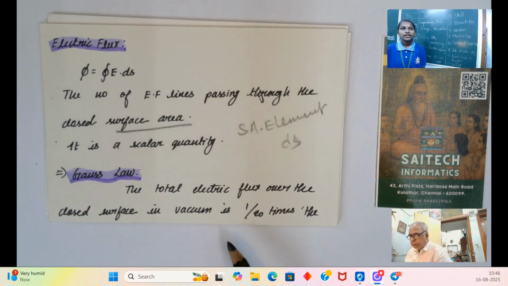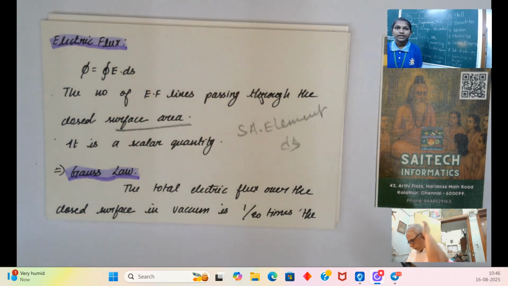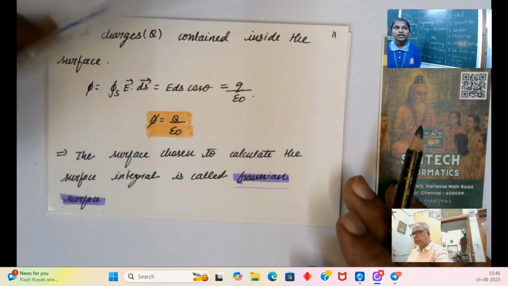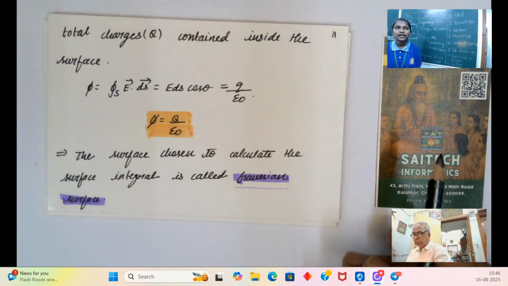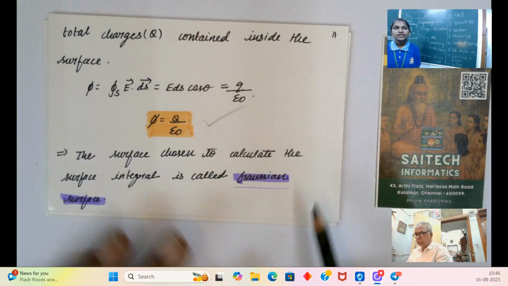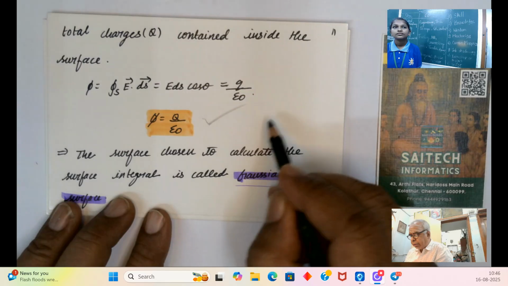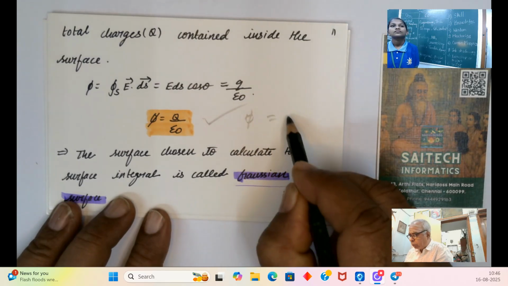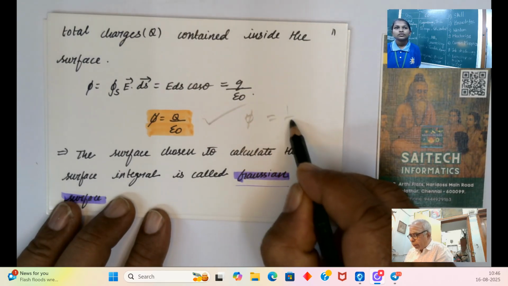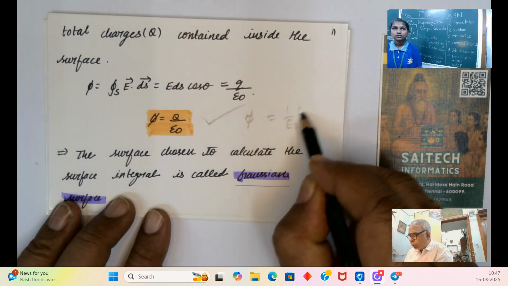So the number of electric field lines passing through the closed surface area element, which is represented as ds, is a scalar quantity. Now we'll be seeing about the Gauss law. The total electric flux over the closed surface in a vacuum is 1 by epsilon times the total charge Q contained inside the sphere, where phi is equal to 1 by epsilon 0 times the charge.